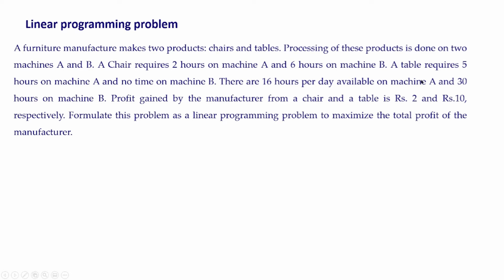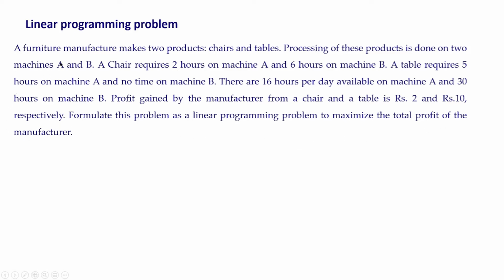So here is an example of a linear programming problem. A furniture manufacturer makes two products, chairs and tables. Processing of these products is done on two machines A and B. A chair requires 2 hours on machine A and 6 hours on machine B. A table requires 5 hours on machine A and no time on machine B. There are 16 hours per day available on machine A and 30 hours on machine B. Profit gained by the manufacturer for a chair and a table is ₹2 and ₹10 respectively. Formulate this problem as a linear programming problem to maximize the total profit of the manufacturer.